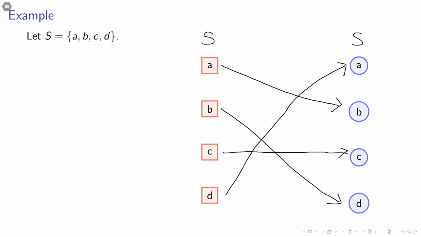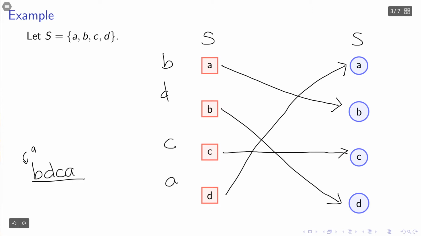We can also represent this specific permutation by the string B, D, C, A, or from left to right, just B, D, C, A, to represent the image of each element in the domain, where we take a specified order for these elements, right? So essentially saying the first position is what A maps to, the second position is what B maps to, and so on.